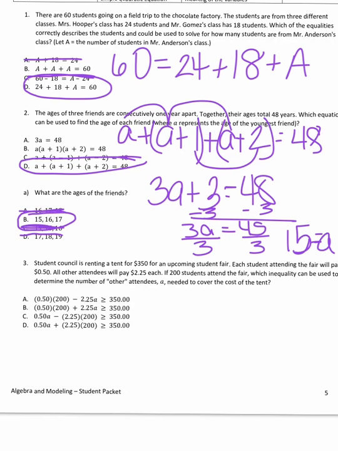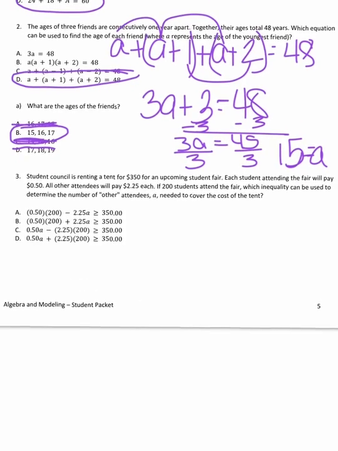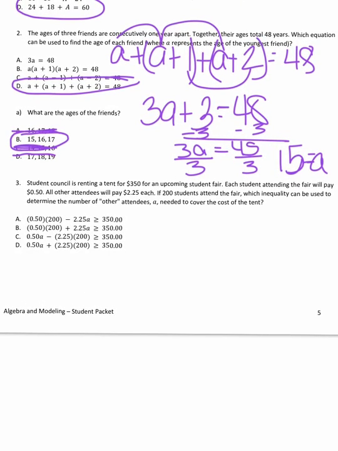Number 3, student council is renting a tent for $350 for an upcoming student fair. Each student attending the fair will pay 50 cents. Okay, so the students are 50 cents. Everyone else pays $2.25. If 200 students, so remember they said students are 50 cents each for 200 students. Which inequality can be used to determine the number of others? So that's the ones that are paying $2.25.